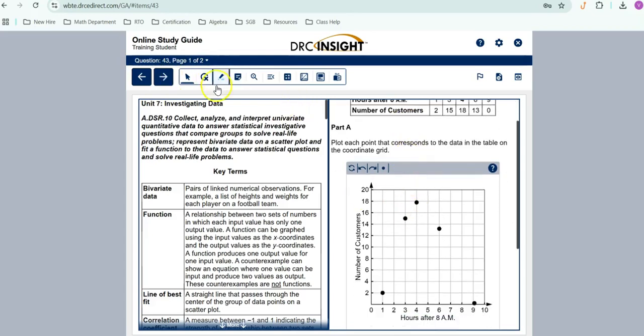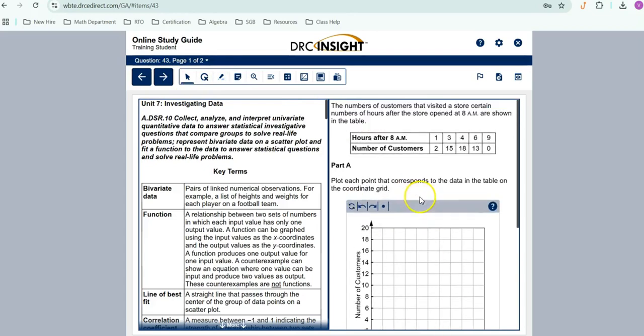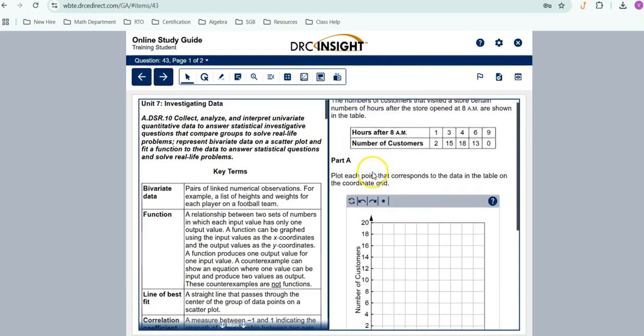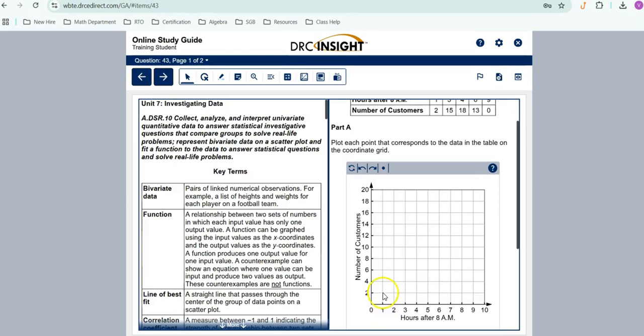Alrighty, so this one asks us, the number of customers that visited a store a certain number of hours after the store opened at 8 a.m. are shown in the table. Part A asks us to plot the points. So let's plot the points. All right, we have a point at 1, 2. Got to click the point. A point at 1, 2.